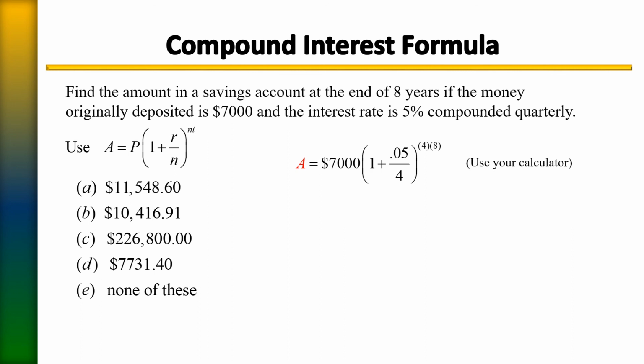So if you did it correctly, the correct choice should be B. When you round it to the nearest cent, it will be $10,416.91. It will grow to that in 8 years if $7,000 is deposited into an account at a rate of 5% compounded quarterly. Leave it in there. Don't touch it. At the end of 8 years, this is the amount you can expect. And there you have it, applying the compound interest formula.